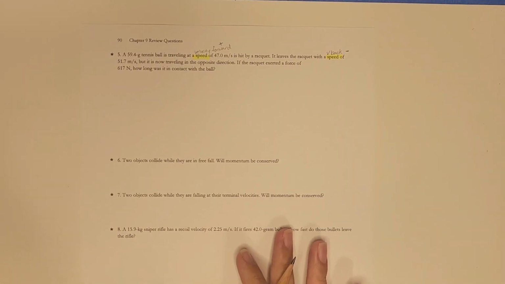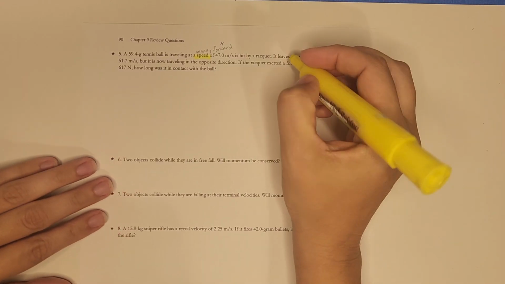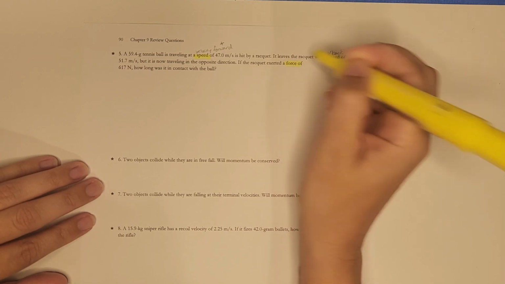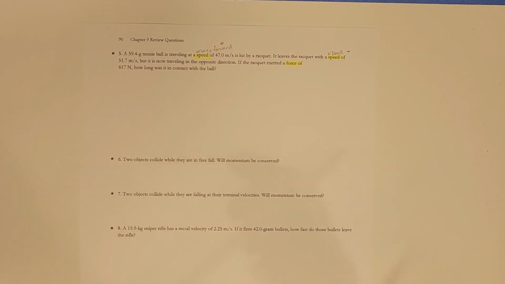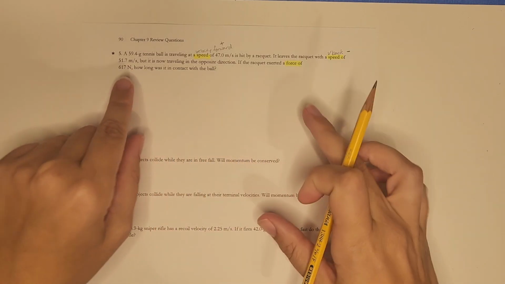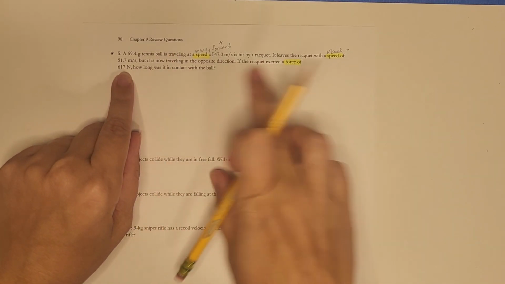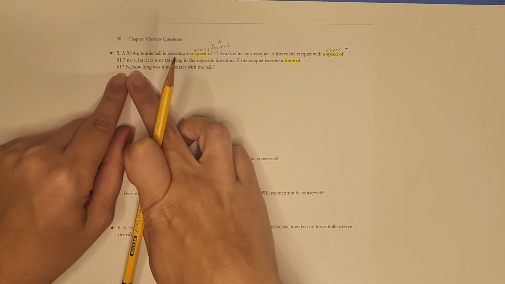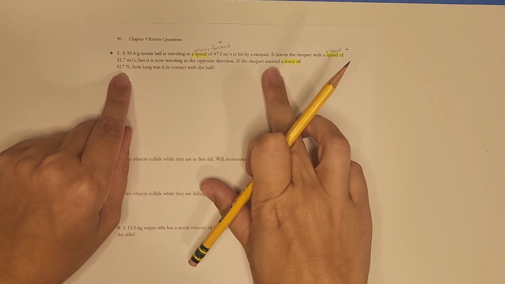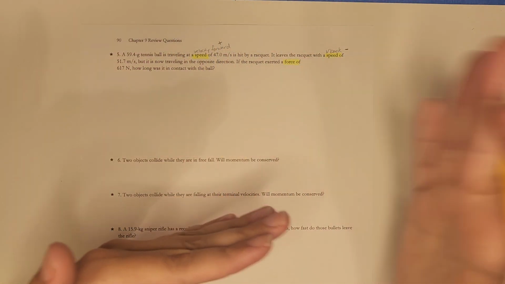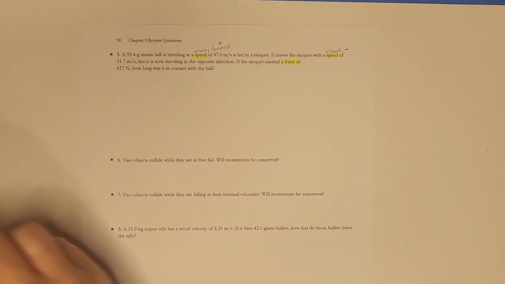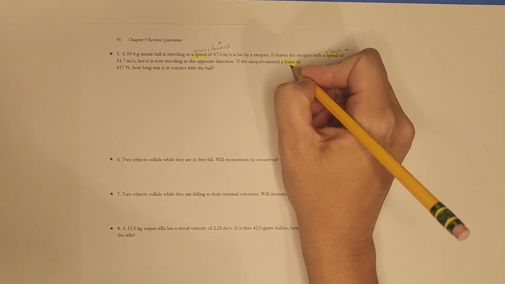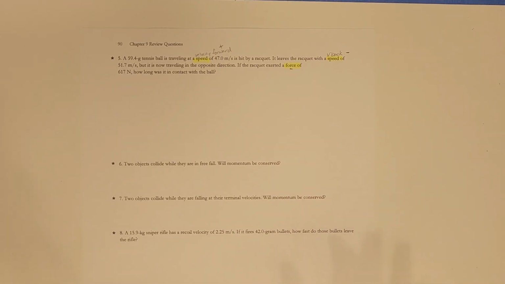If the racket exerted a force of 617 newtons. Well, force is also a vector quantity. So let's highlight that, and let's think about what this force needs to be as far as positive or negative. It's the racket exerting that force. So the ball hits the racket, the racket exerts force in the opposite direction, and so we're talking about that backwards direction. And so this force here is going to be negative.